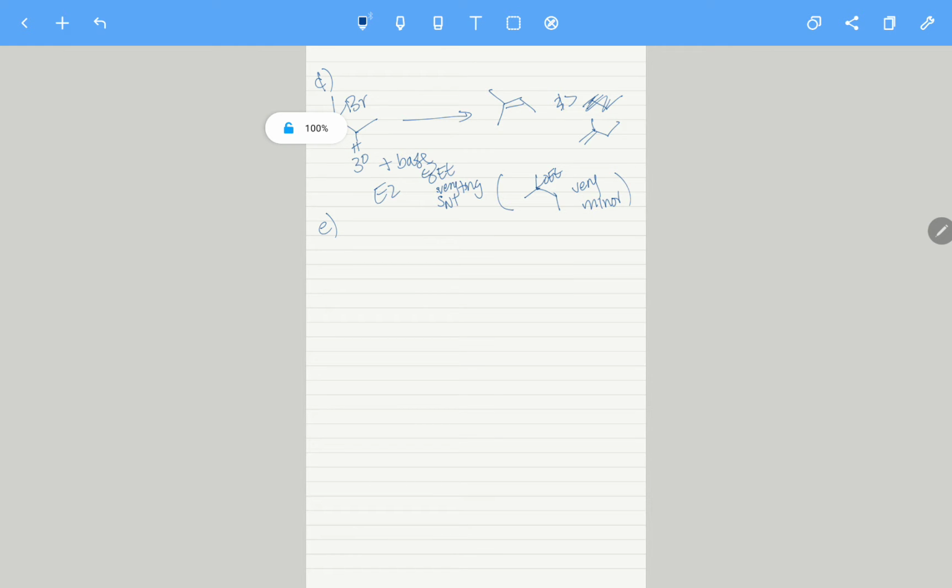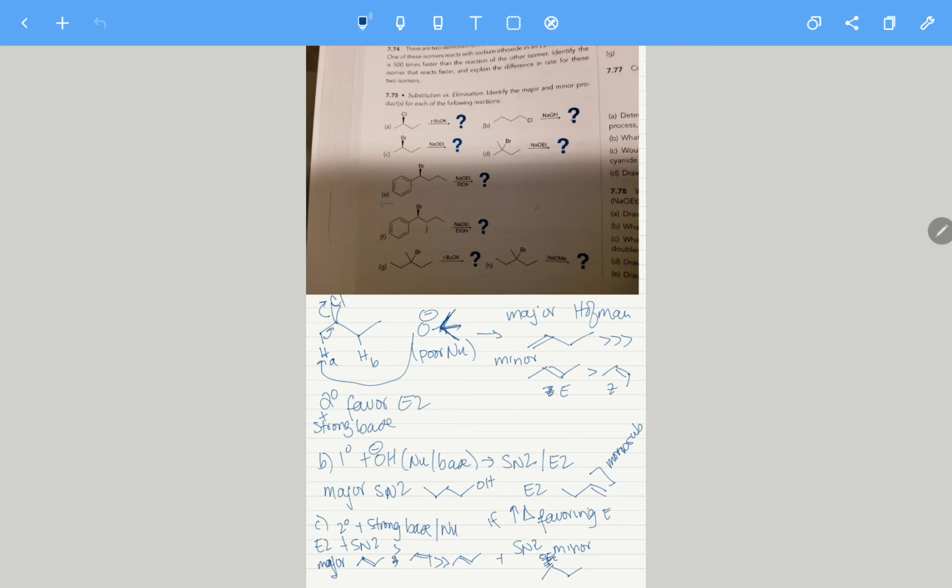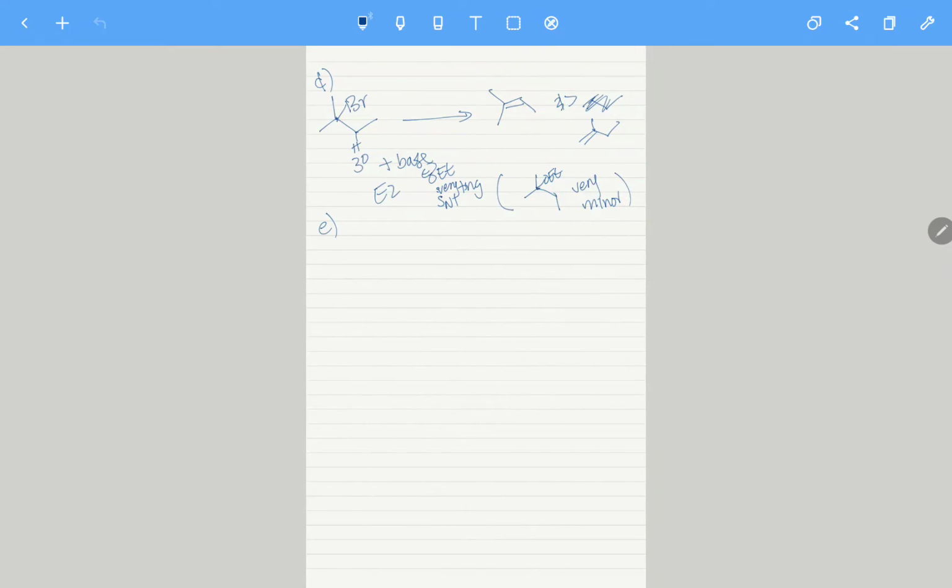For E, let's go back to E. E is using this structure, so we're going to redraw that structure.